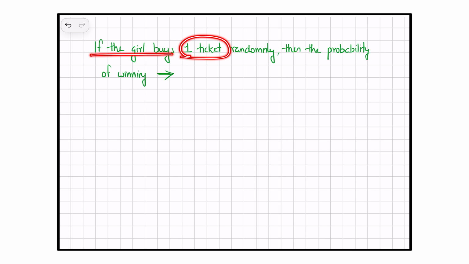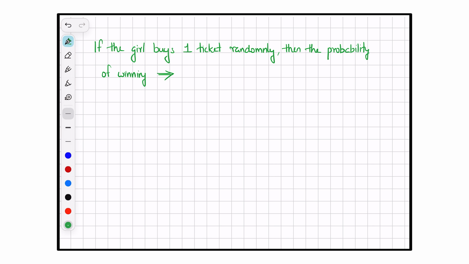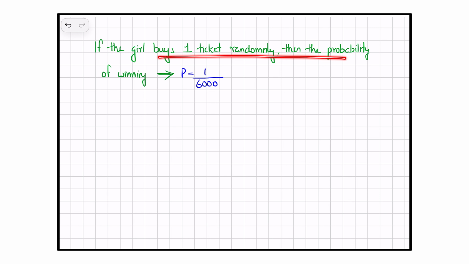Let's say the girl buys one ticket randomly, then the probability of winning will be P is equal to 1 by 6,000, right? That is, there are 6,000 possibilities. We have 6,000 tickets, and out of them only one will be a winning ticket. Now if she randomly selects one ticket from 6,000, her probability will be 1 by 6,000. If you have some doubt, continue to listen, okay?